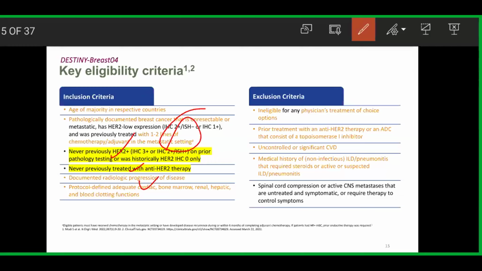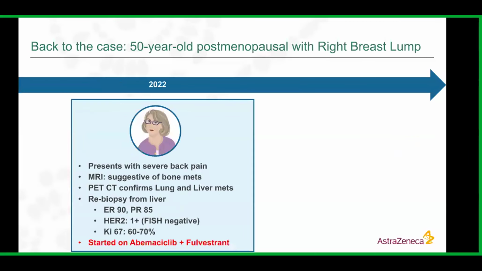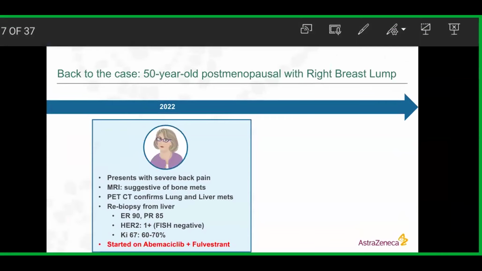And the exclusion criteria would be those who are not eligible for physician's treatment of choice, or who have any anti-HER2 therapy, significant cardiac disease, or significant comorbidities. So in this case, who got lost to follow-up for 5 years, now she presented with visceral disease: there is liver metastasis, lung metastasis, and bone metastasis. So Dr. Namrata, what would be your treatment of choice in clinic for today?